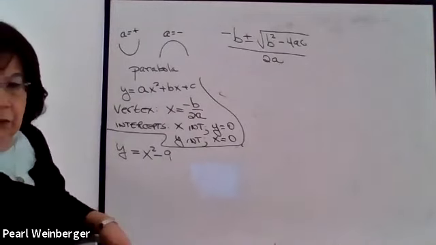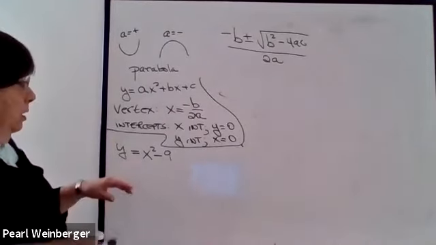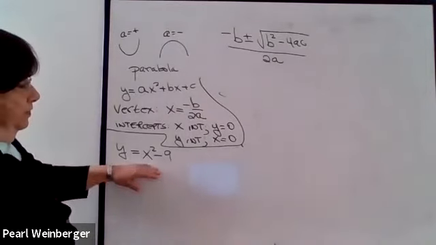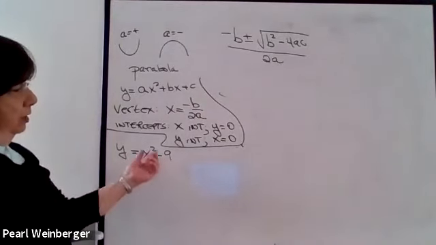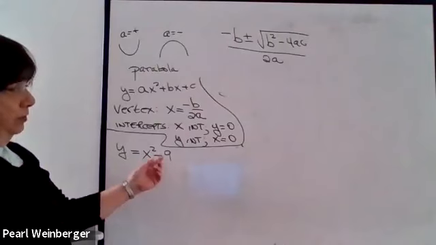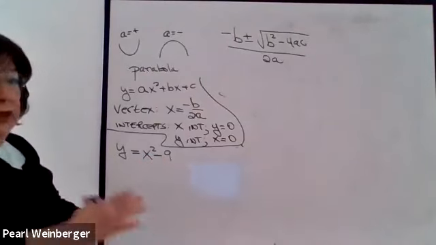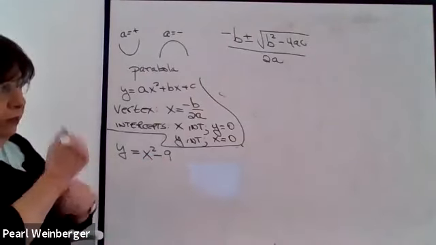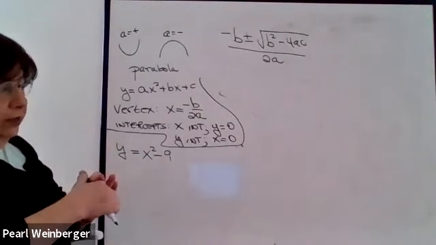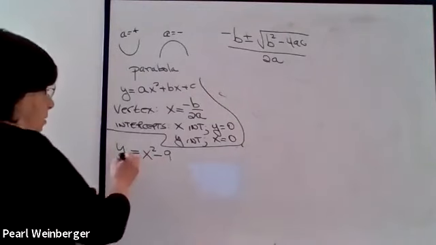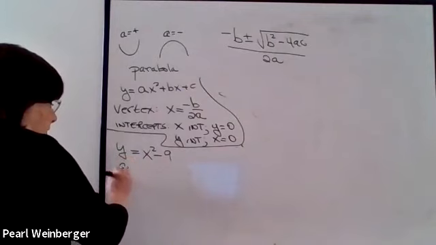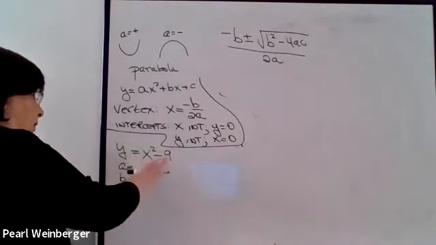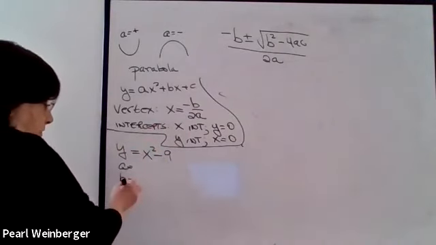Okay, I think we can work on this together. This is a little bit different because it's what we call an incomplete quadratic. There's no x term, but we're going to work it out exactly the same way we did before. We're going to write down what our A, our B, and our C is. Remember, we have to have y equal and then everything on the other side.